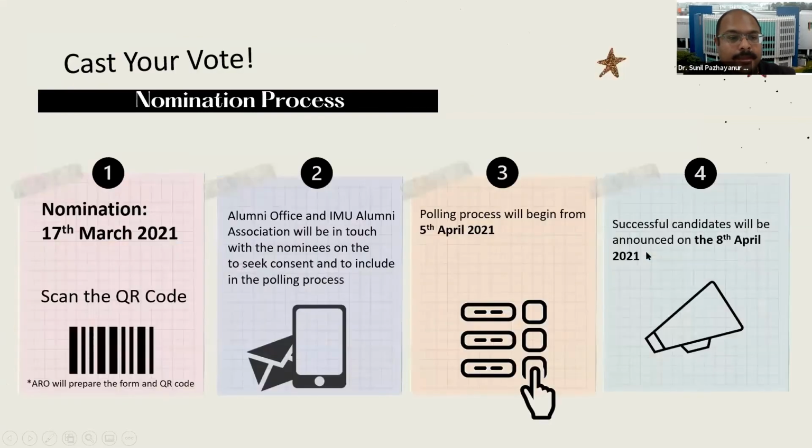Next slide, please. Right, so we will put up the QR code for the nomination on the IMU alumni portal. We request you to scan the QR code and fill up the form if you want to be part of the alumni chapter for those 4 posts. The alumni office and the IMU Alumni Association will be in touch with those nominees to seek their consent and include them in the polling process. As I already mentioned, the polling process will start from the 5th of April, and we will announce the successful candidates on the 8th of April 2021.